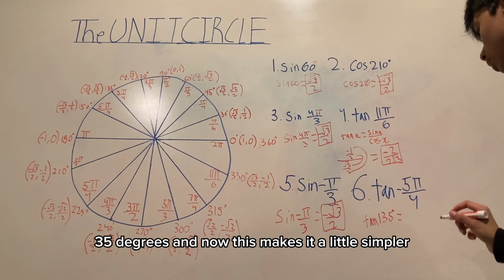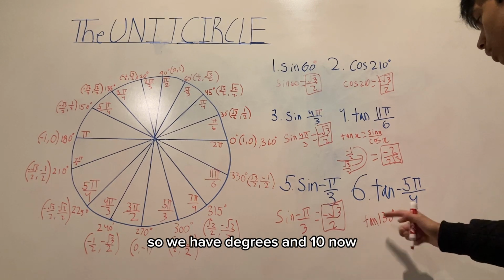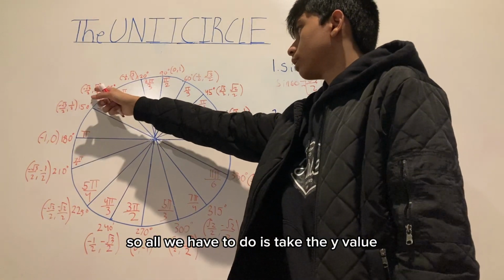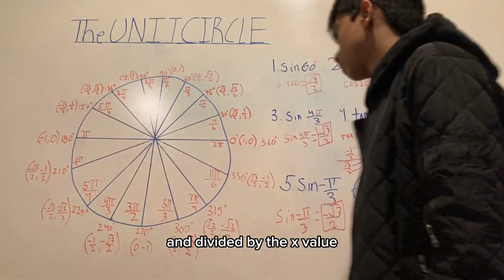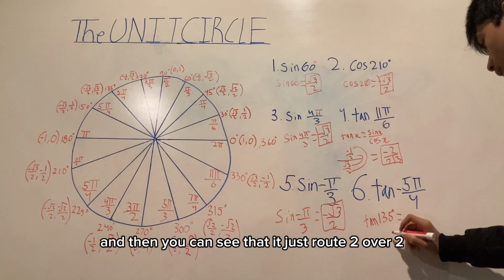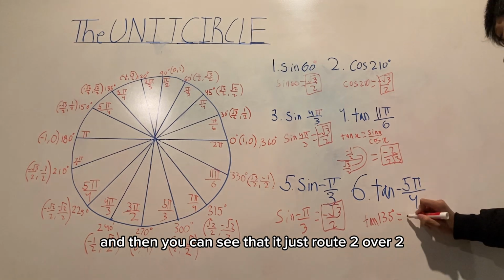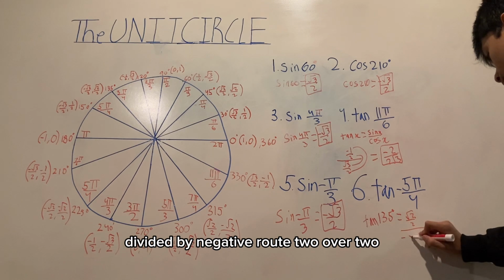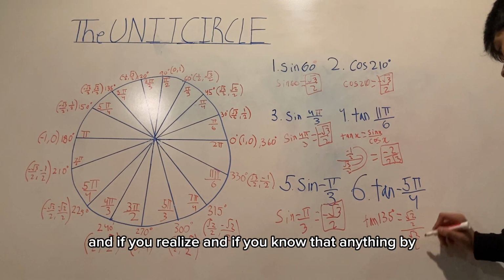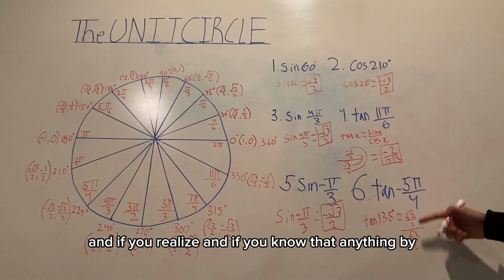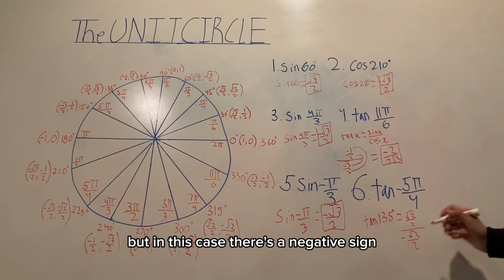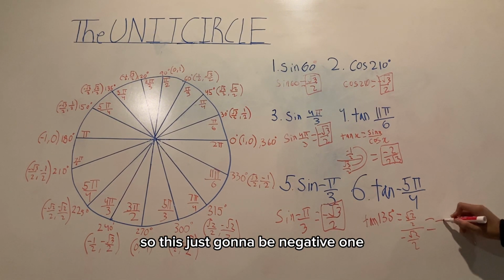And now this makes it a little simpler. So we have degrees and tan now. So all we have to do is take the y value and divide it by the x value. So let's do that. And then you can see that it's just root 2 over 2 divided by negative root 2 over 2. And if you know that anything divided by itself is 1, but in this case there's a negative sign, so this is just going to be negative 1.